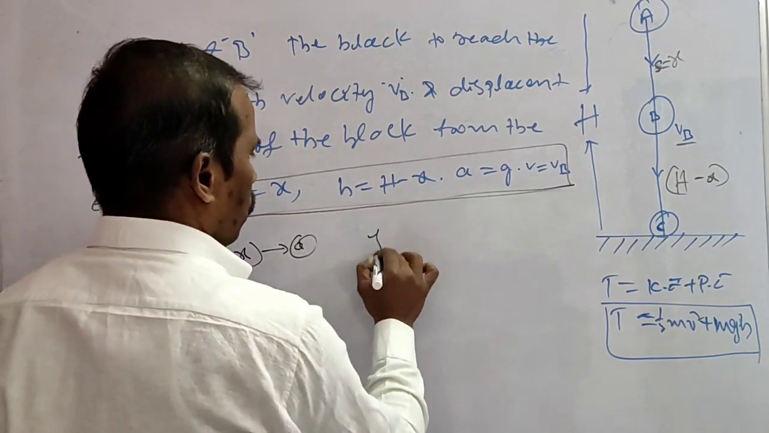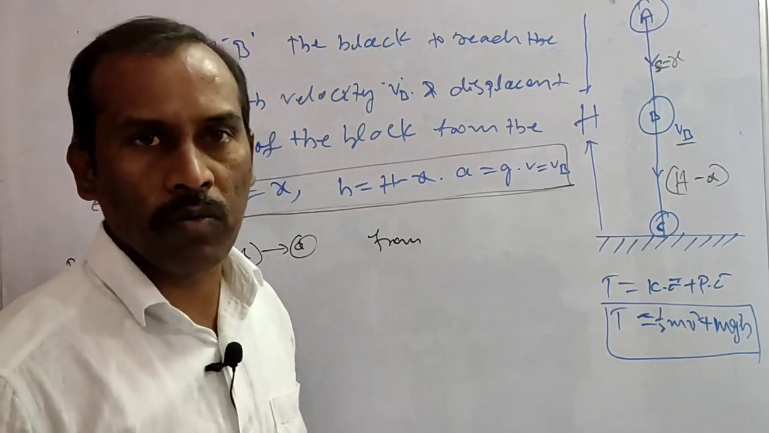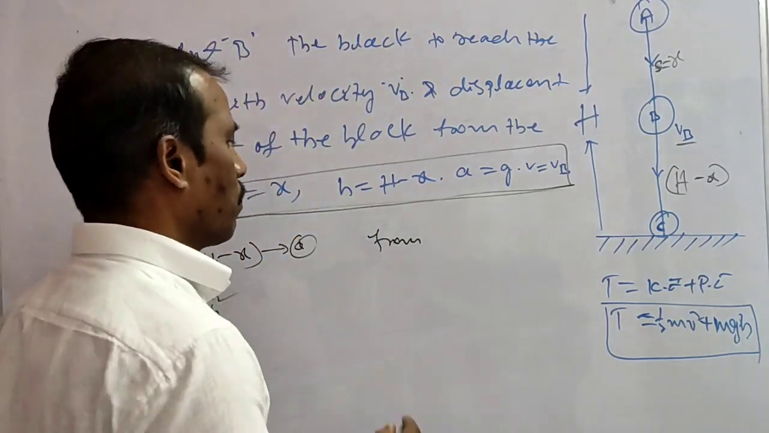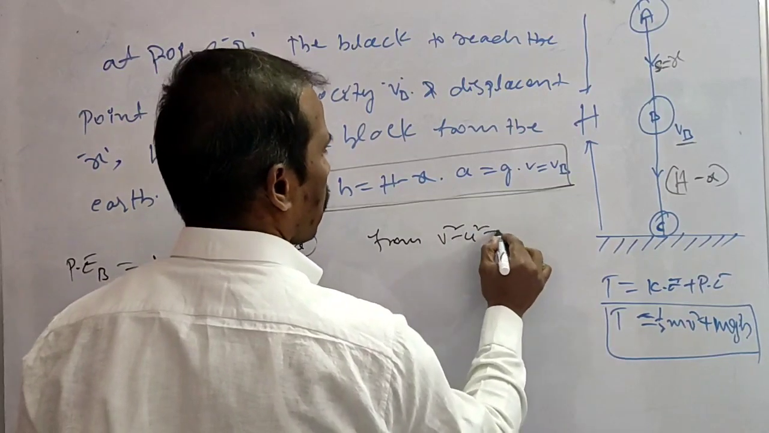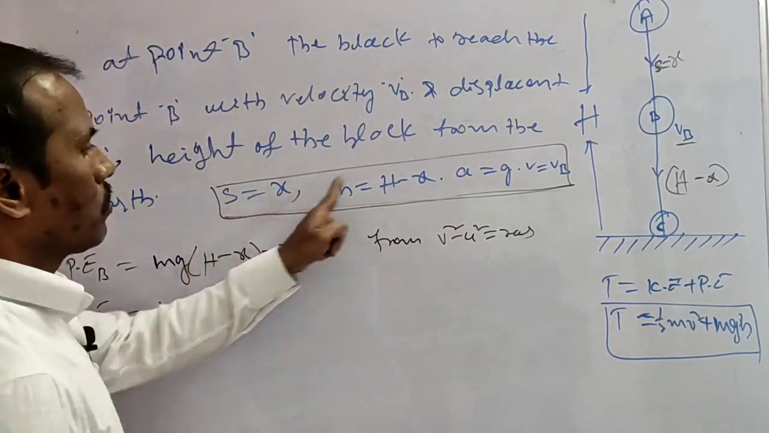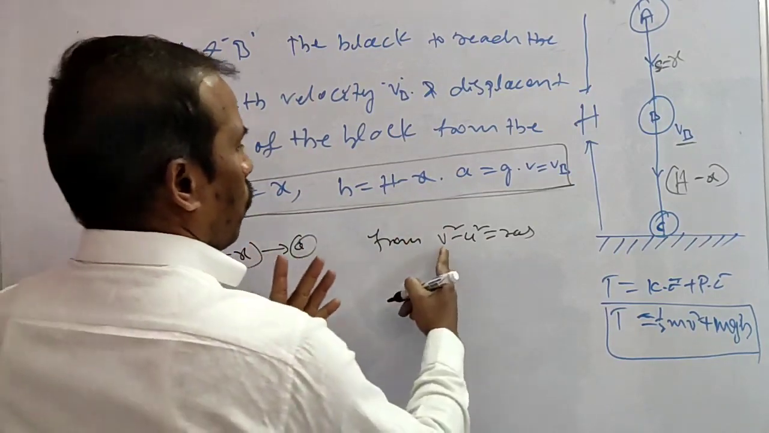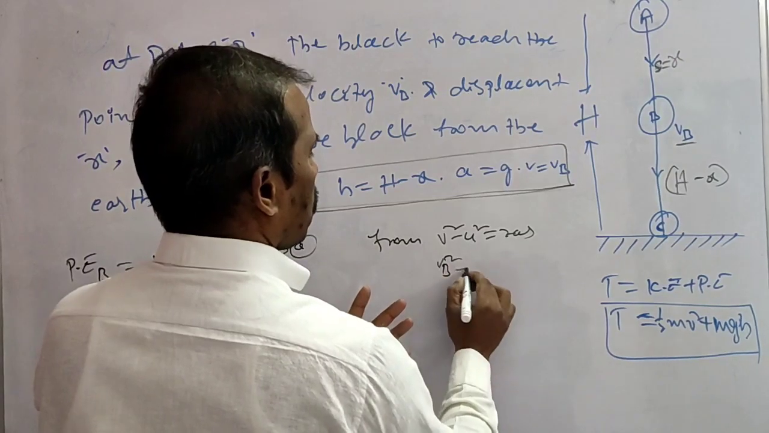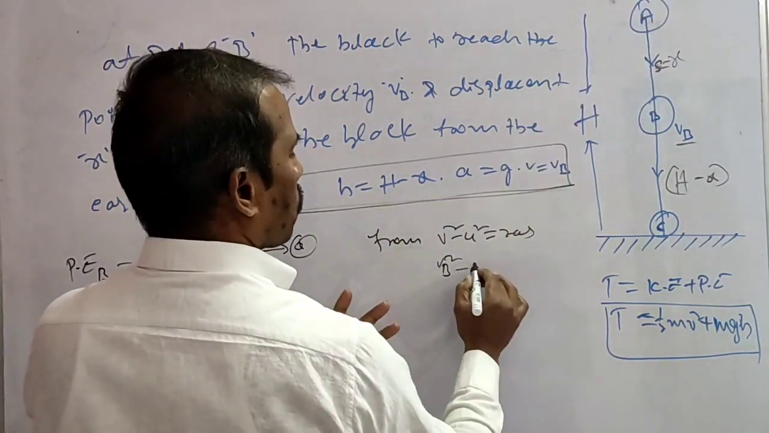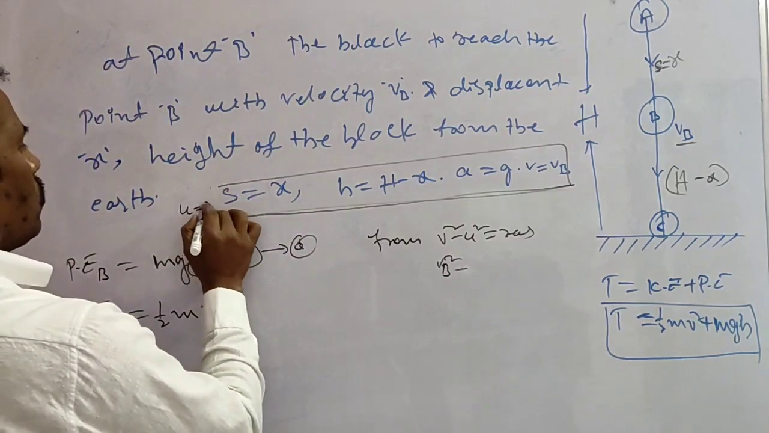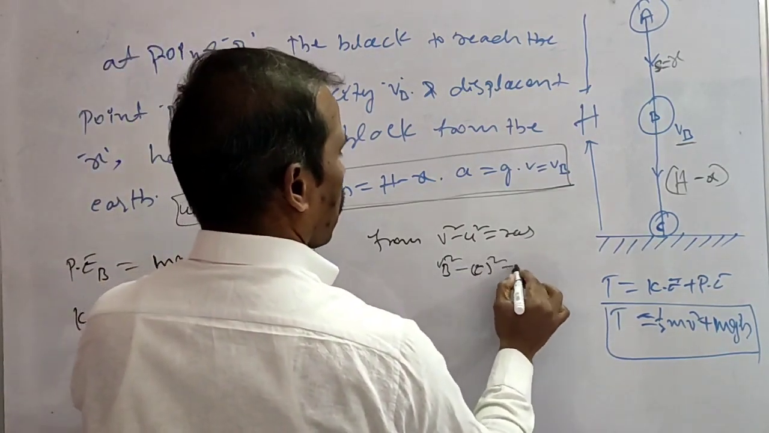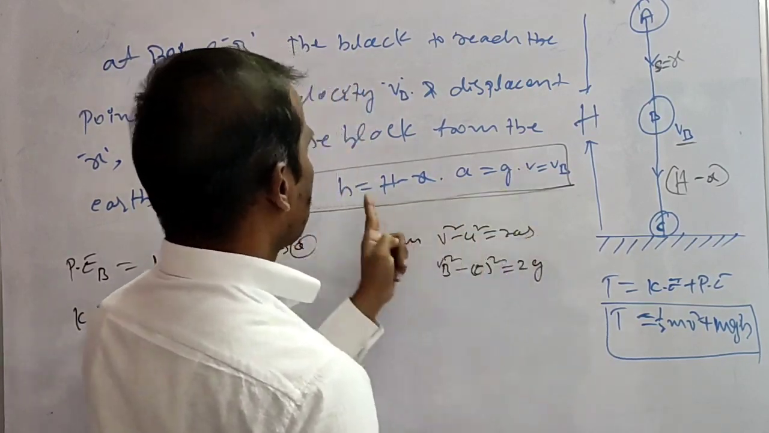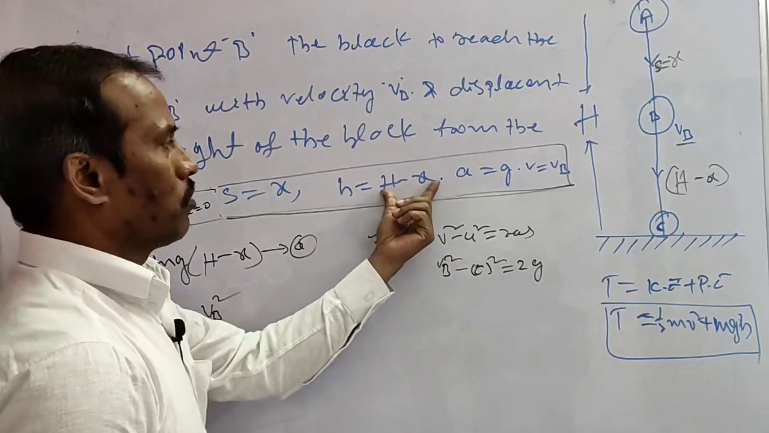Now from the third equation of motion, v square minus u square is equal to 2as. Substituting these values, v means vb square, u is the initial velocity, so u is equal to 0, is equal to 2 into a, where a is equal to g, and s is equal to h minus x.